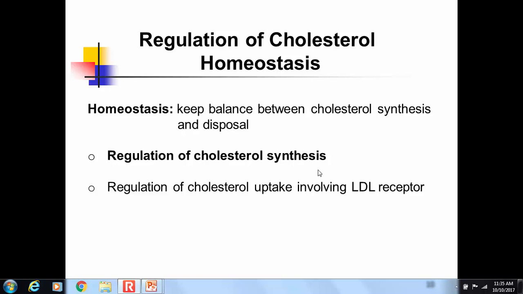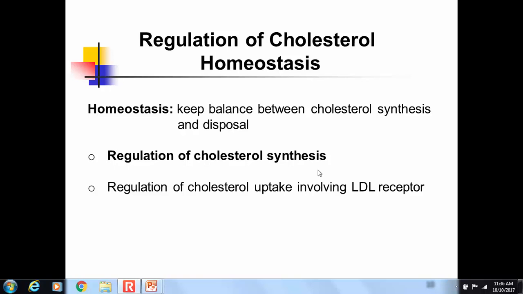Okay, so now let's talk about regulation of cholesterol homeostasis, right? We know that keeping balance between cholesterol synthesis and disposal is very important, right? We know that we just need the right amount of cholesterol, and too much cholesterol will not be good, right? So keeping the balance will be very important.